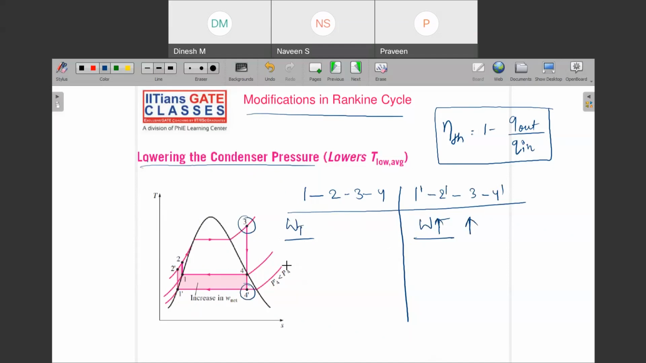And then what is the heat input? Q supplied. So if this is QS, then if this QS is compared to this one, this turbine work is higher. Compared to this one, see, initially you have heat supplied from 2 to 3 in this case, but here you have 2 dash to 3. So your heat supplied has also increased.